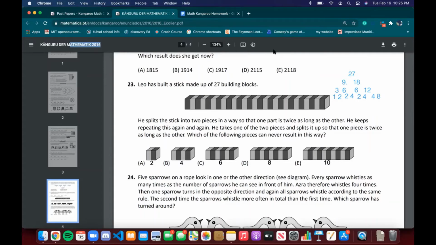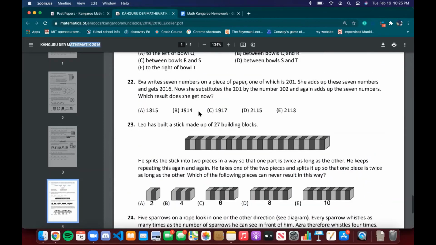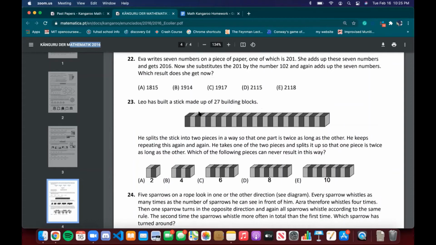Here for 23, you just have to be organized. And if you're organized, you can easily get the question correct. Okay. So now we're doing problem 22. Eva writes 7 numbers on a piece of paper, one of which is 201. She adds up these 7 numbers and gets 2016. Now she substitutes the 201 by 102 and then adds up the 7 numbers. Which result does she get now?